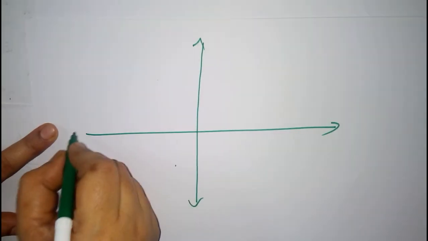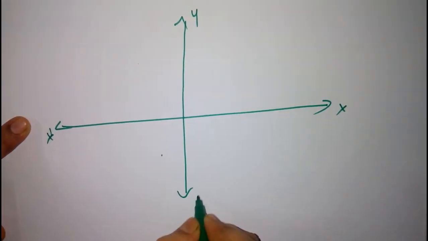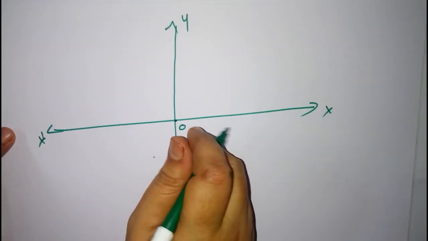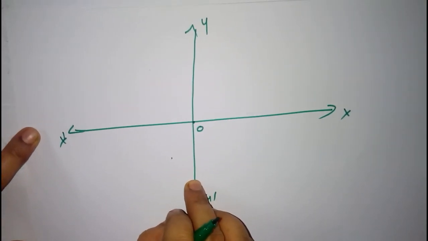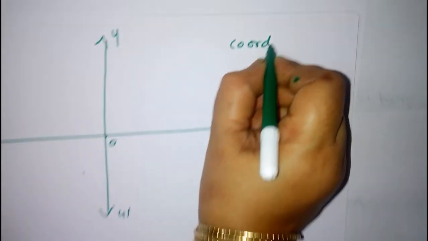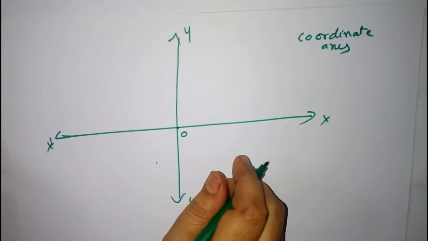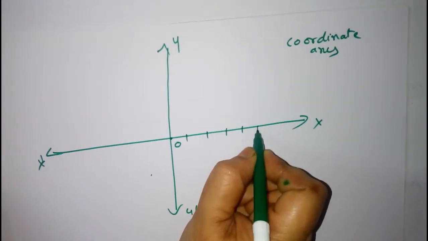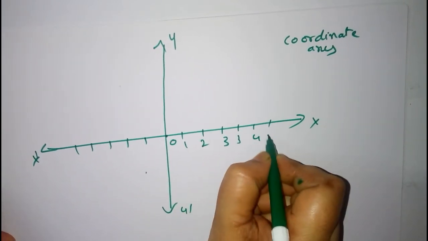Now, the horizontal line is called the x-axis and the vertical line is called the y-axis. This intersection point is called the origin. The x-axis and y-axis are called the coordinate axes. Here are the positives, 1, 2, 3.